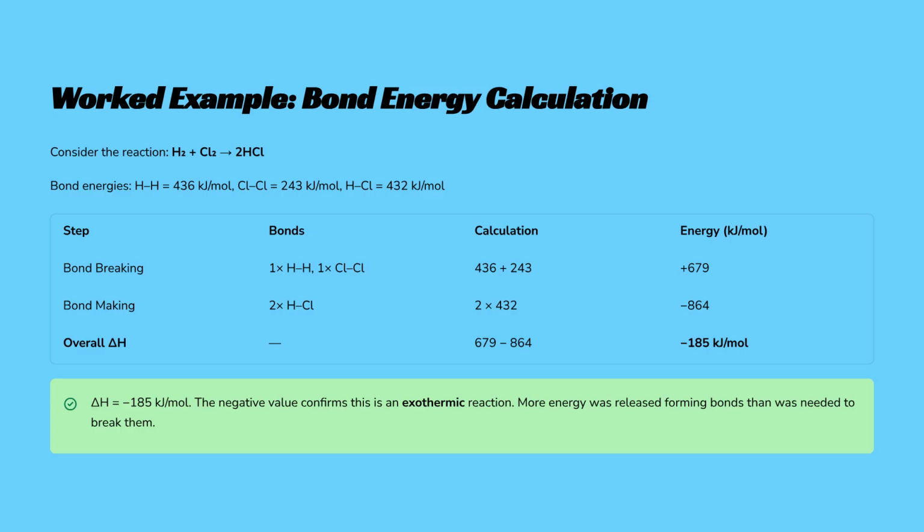For the reaction H2 plus Cl2 forming 2HCl, bond breaking requires 679 kilojoules per mole. Bond making releases 864 kilojoules per mole. Delta H is 679 minus 864, resulting in a negative 185 kilojoules per mole. This negative value confirms the reaction is exothermic.